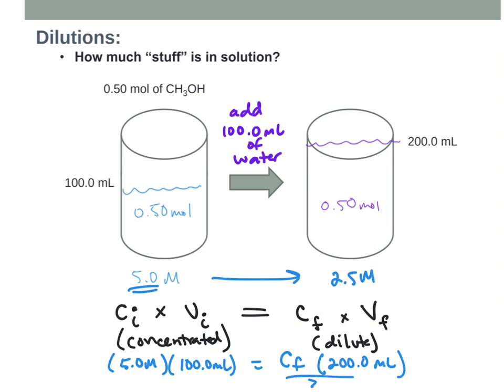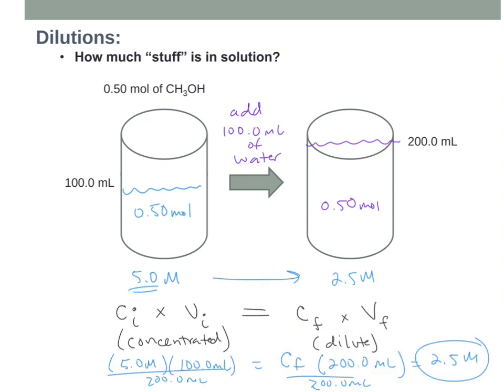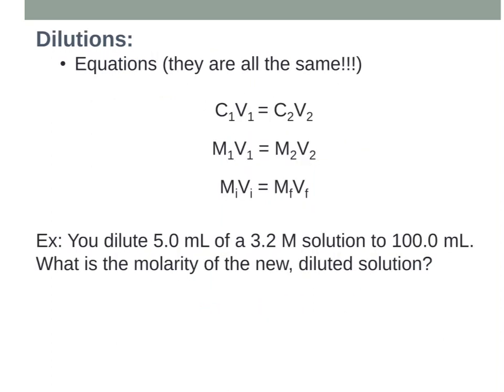And then you just solve that algebraically, right? So I'm going to divide each side by 200 milliliters so that I get the CF by itself. And sure enough, you'd see that it equals 2.5 molar. That's what this CF would equal. So all we have to do is basic algebra for this. Nothing too crazy. Now you can see this equation in a bunch of different ways. I did CiVi equals CfVf on that previous slide.